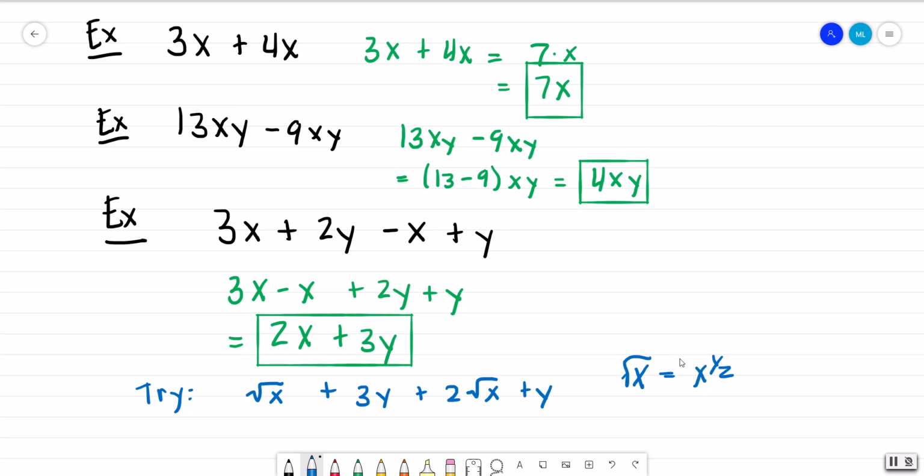Remember that combining like terms involves looking at a variable that has to be the same with the same exponent. So here you have that root x and 2 root x, those are like terms. Similarly, 3y and y are also like terms. Can you figure out what that simplifies to?